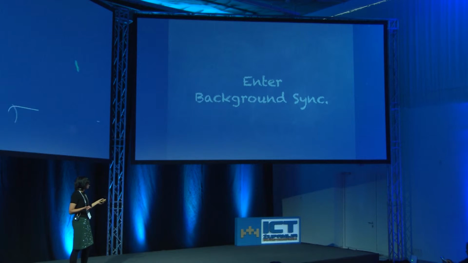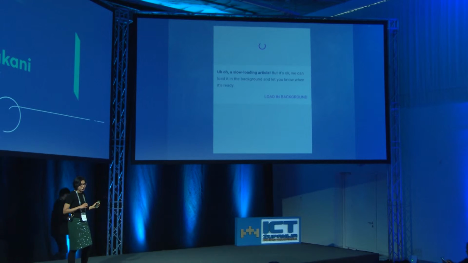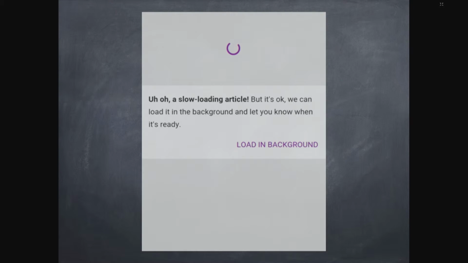With background sync, if the user clicks on an article, for example, that you don't have in the cache and you don't have network connectivity, you can show something like this. Uh-oh, you've come across a slow-loading article. Why don't you let us load it in the background, and we'll let you know when it's ready? And that's a much better experience for the user, right? How might I do this?